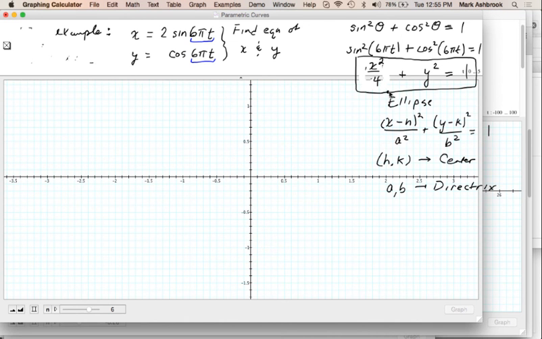So what is our radius in the x direction here? 2. So that brings us out to (2, 0) and (negative 2, 0). And what's our radius, quote unquote, in the y direction? 1. So there is our ellipse.